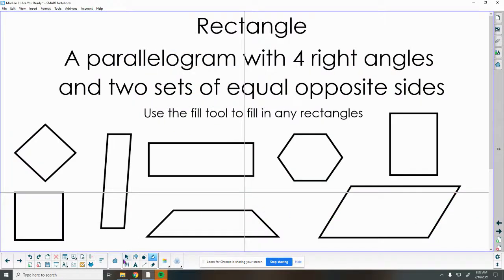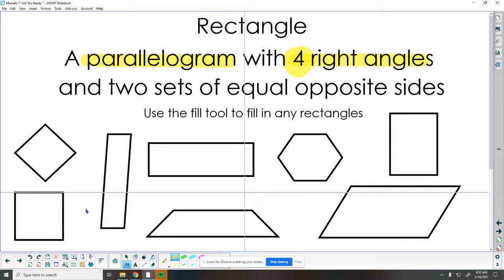Okay, next we're going to look at rectangles. This is one I imagine you are pretty familiar with. A rectangle is a parallelogram, so that means it has 4 sides and the opposites are parallel, but it also has 4 right angles. Okay, 4 right angles, and then the 2 sets of equal opposite sides. So the opposite sides are the same, and it has to have 4 right angles.